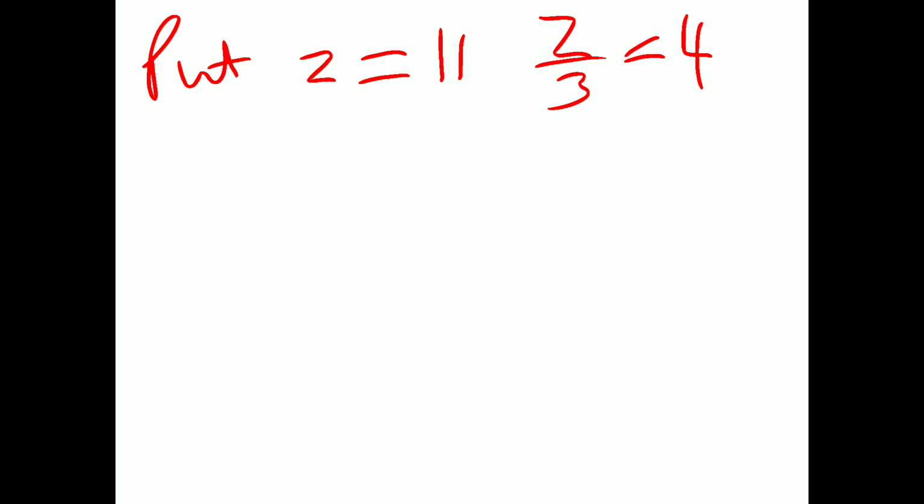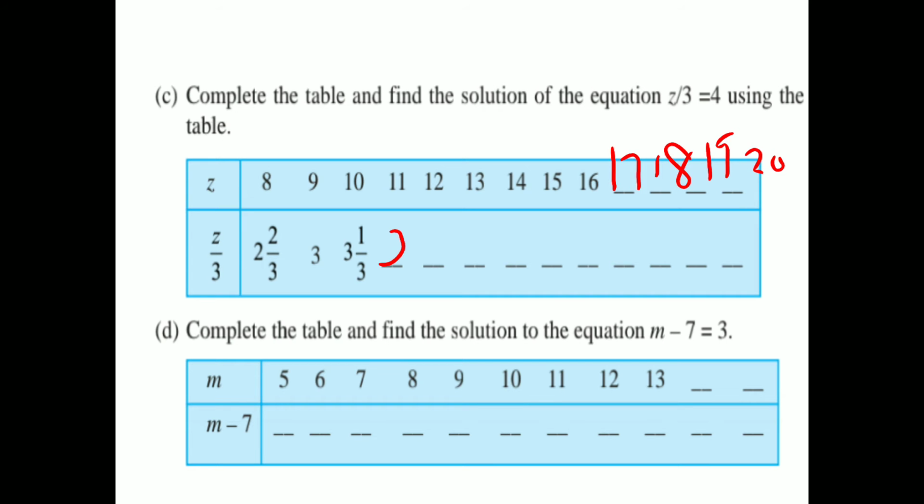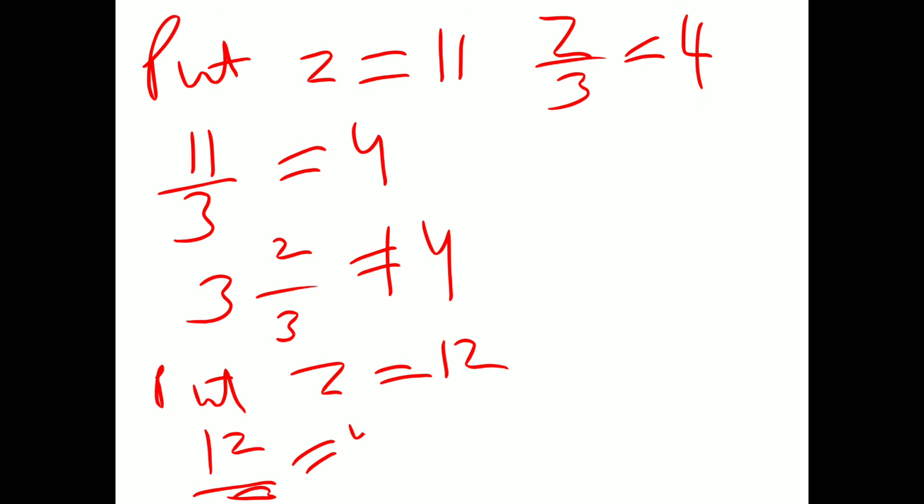Clear? Now you put z is equals to 11. 11 divided by 3, it should be equals to 4. Now see, divide them. Answer comes 3 2 by 3. Is it equals to 4? No. So answer here will come 3 2 by 3. Clear? Now we put z is equals to 12. So 12 divided by 3, it should be equals to 4. 4 is equals to 4. So z is equals to 12 is the equation.